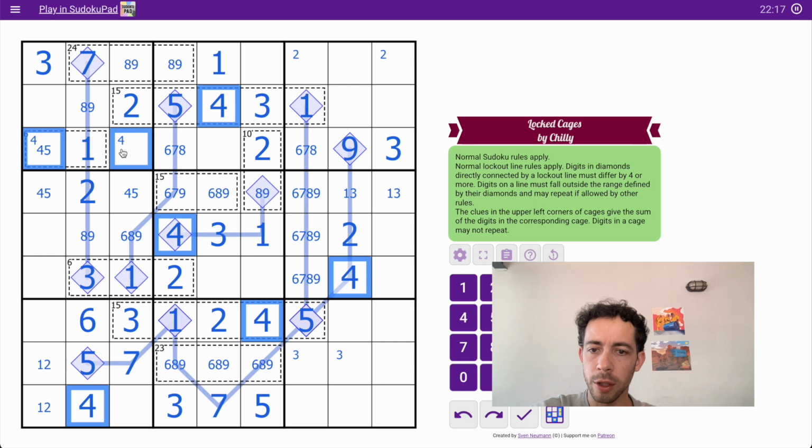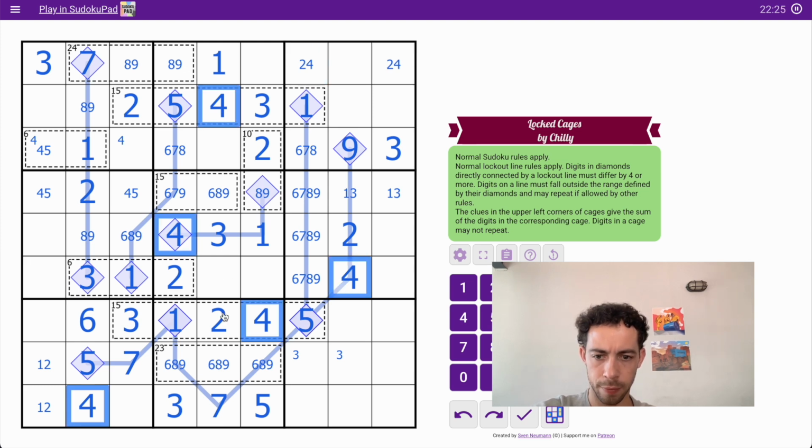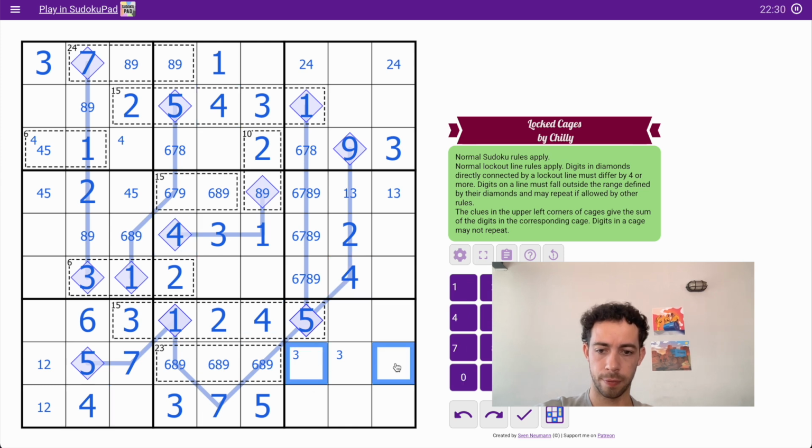So 4 is one of those positions. This is a 2-4 pair actually. 4's over there.